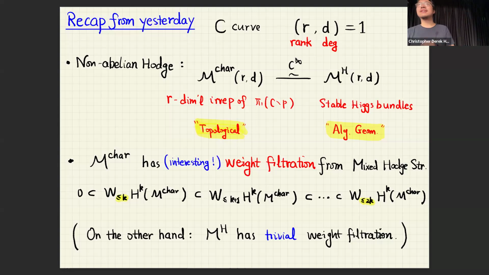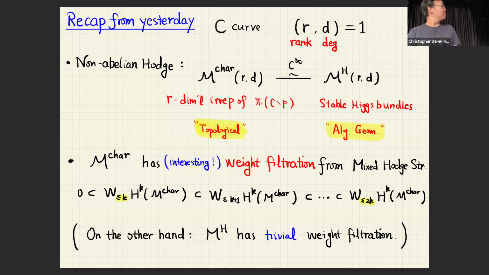The topological one is the character variety, which only relies on the surface group, the pi1. It parameterizes pi1 representations, roughly. And of course, by definition, it does not depend even on the complex structure of the Riemann surface you start with. I denote it by M car, the character variety. The other one is the moduli of stable Higgs bundles, which is obviously an algebraic geometric object, because it parameterizes stable Higgs bundles on the Riemann surface of rank R and degree D, denoted by MH. The H stands for Higgs.